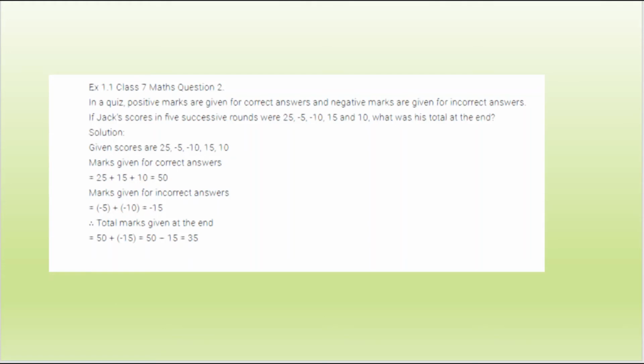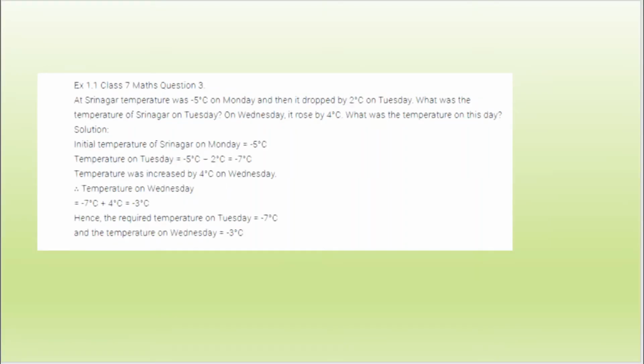Marks given for the correct answer are 25, 15 and 10, which are the positive values, that is, the answer is 50. And marks given for incorrect answers are minus 5 and minus 10. We'll add these two negative values and we'll get minus 15. So total marks at the end is 50 plus minus 15. So the answer is 50 minus 15 equal to 35. That was the total score at the end.